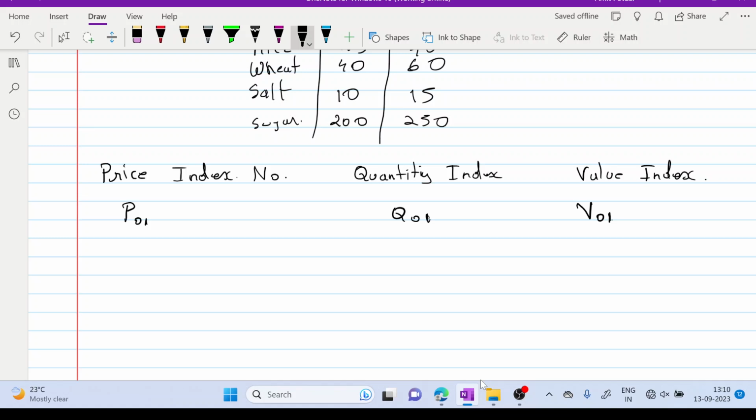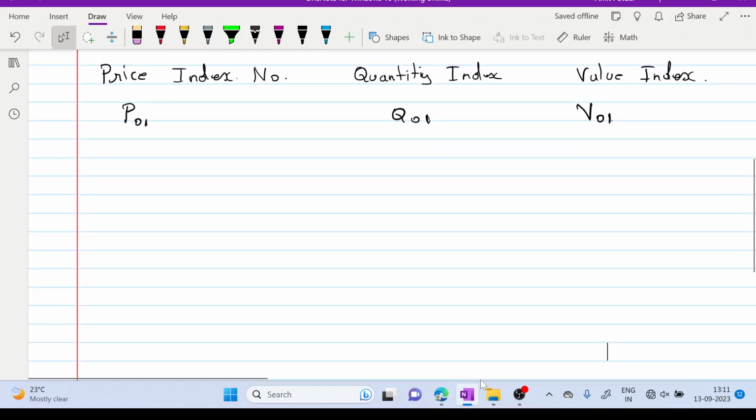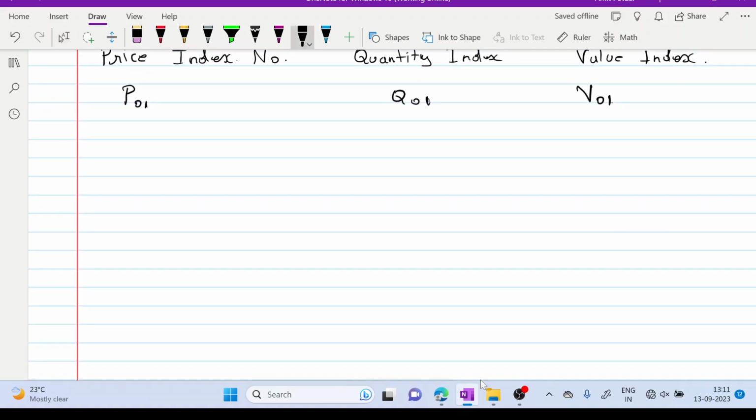Okay. So now how do you find this price index numbers, quantity index numbers and value index number? So one of the simplest one is the price index number. So, but the methods for that are simple aggregate price index number.